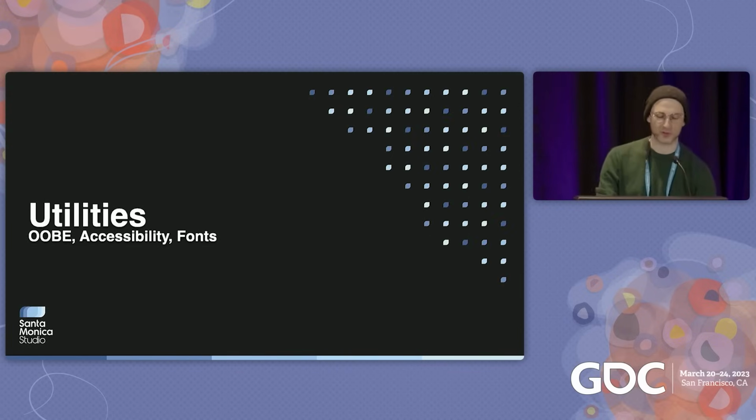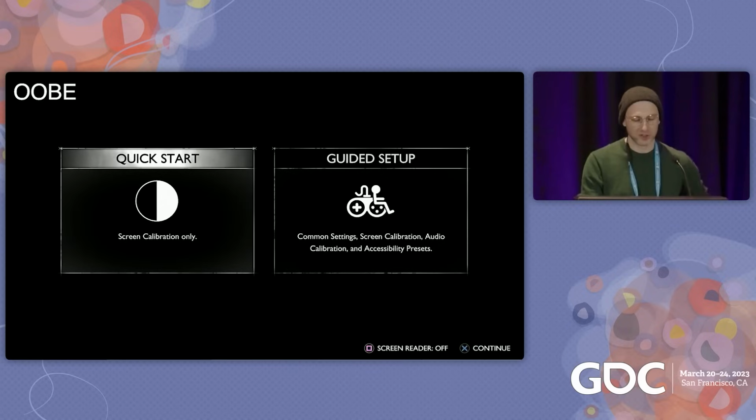So first up are utilities, which is what our out-of-box experience, or UBI for short, is part of. This is the very first screen that players are going to encounter prior to any logos, splash screens, or even the front end. And God of War 2018 had a very simplified image calibration screen in this place. But our driving factor for a UBI was really our commitment to accessibility. We wanted to prioritize giving folks options from the very beginning.